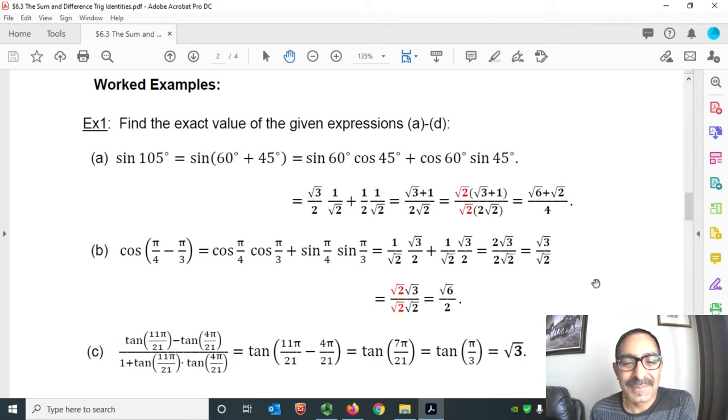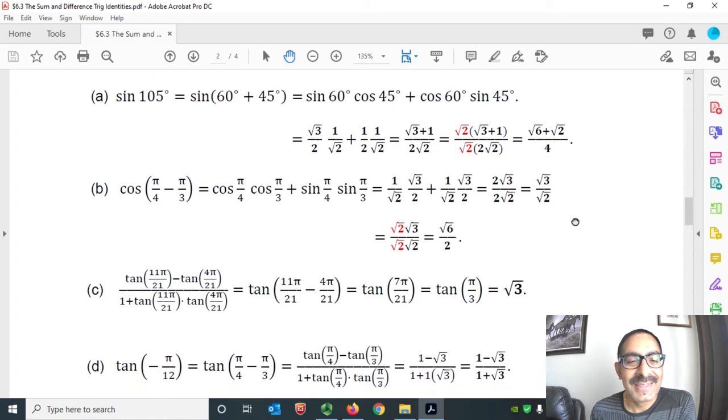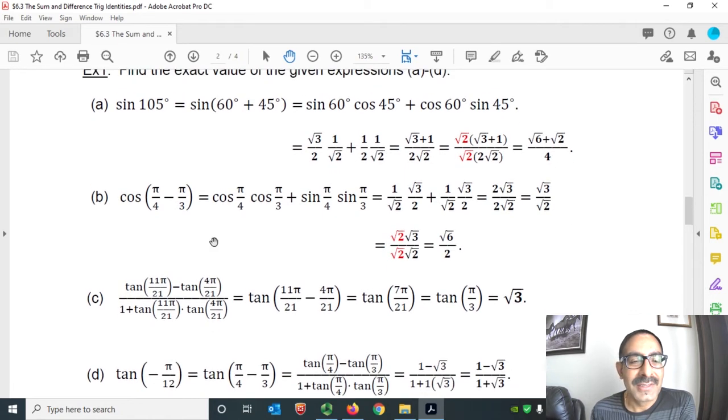Now let's move on. Part B. Evaluate cosine of pi fourth minus pi third. Apply the difference formula. Cosine of pi fourth minus pi third turns out to be cosine pi fourth times cosine pi third, the signs alternate, plus sine pi fourth times sine pi third.